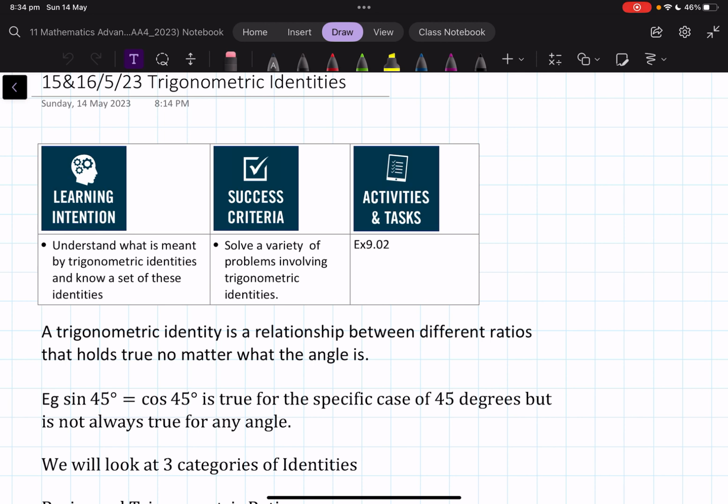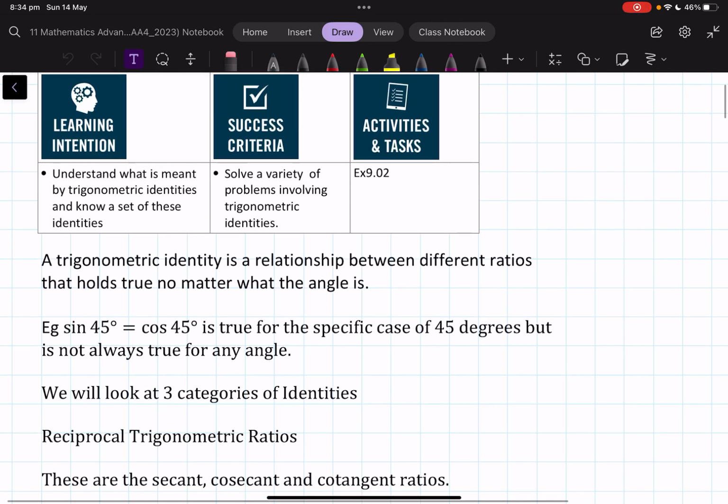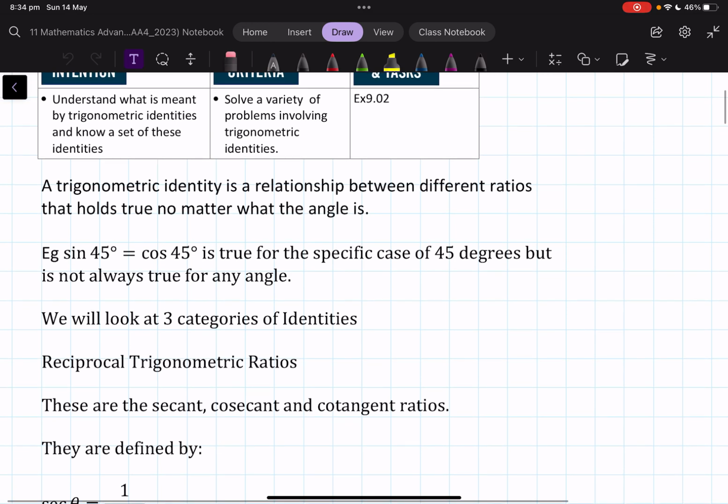So we're going to look at 3 categories and see if we can work our way through over a couple of days. I'd say that they're all kind of important to get a good sense of how these relationships work. If questions come up, write them down, send them to me, ask each other. It's good to help each other with them. So let's have a look at the first one, which is called reciprocal trigonometric ratios.